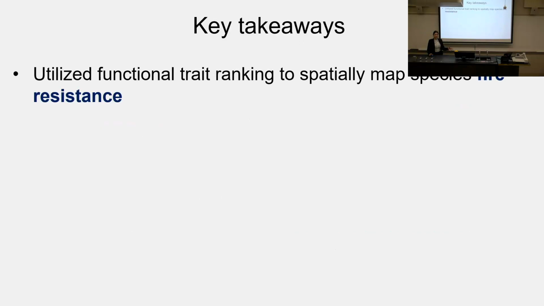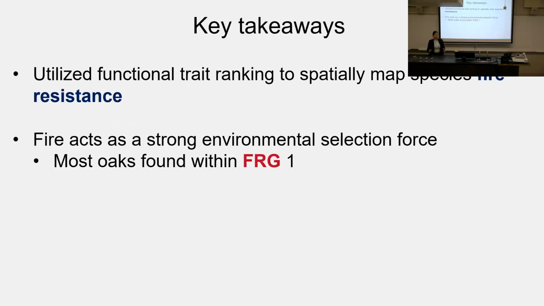So some key takeaways from our study, we were able to utilize that functional trait ranking and be able to map the species fire resistance across space. We provide further evidence that fire acts as a strong environmental selection force, that the clade of Quercus is very fire adapted, and just across the clade in general, fire resistant traits are selected for in the environment in which they reside in. And that's maybe not surprising.